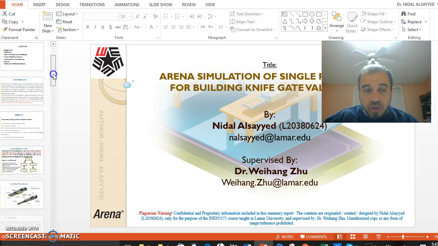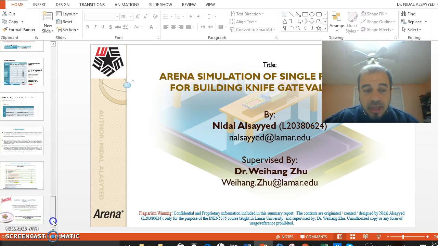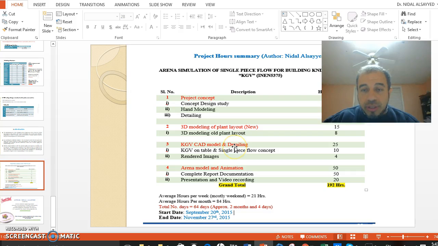192 hours. If I can jump into the slides right at the end, it shows that we spent a good amount of time in understanding the project concept, the design, the details, the modeling, the detailing, and the need sometimes also to do the 3D, three-dimensional floor plan that helped us a lot in the Arena simulation. We explained what KGV is and what the background behind it is.